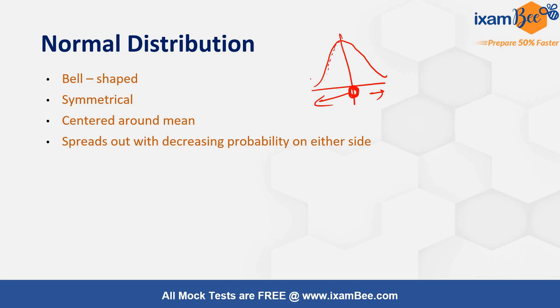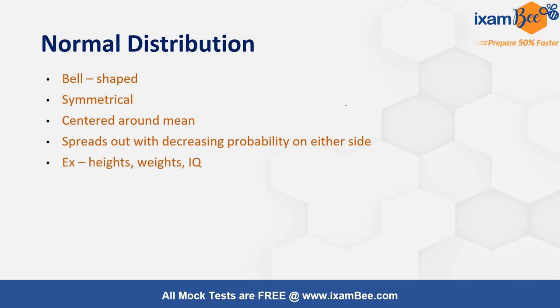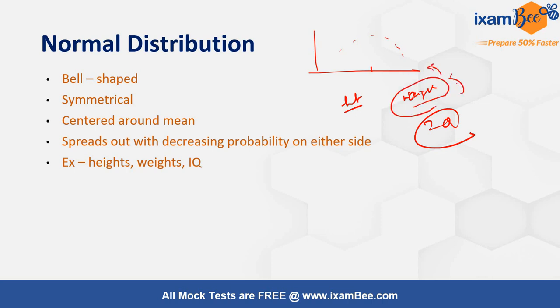So examples for a normal distribution could be heights of people, weights of different people, or the IQ level of different people. You can plot the heights of different individuals on a graph and then take their average height, and that kind of distribution will give you the normal distribution. And the weights of different individuals, you can also plot this and see that the distribution will also be normally distributed.